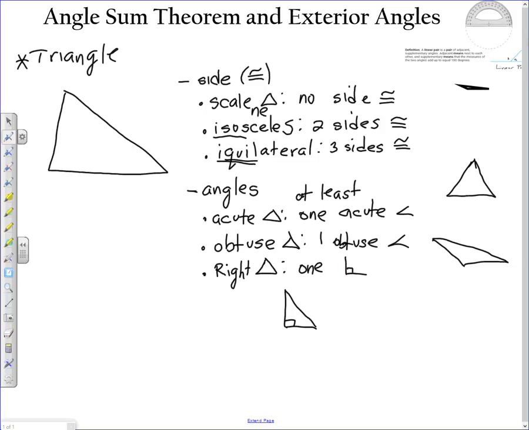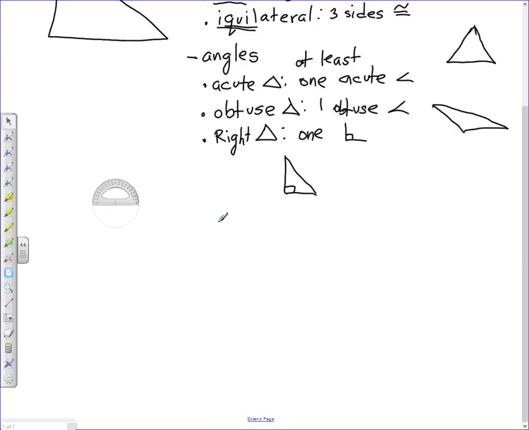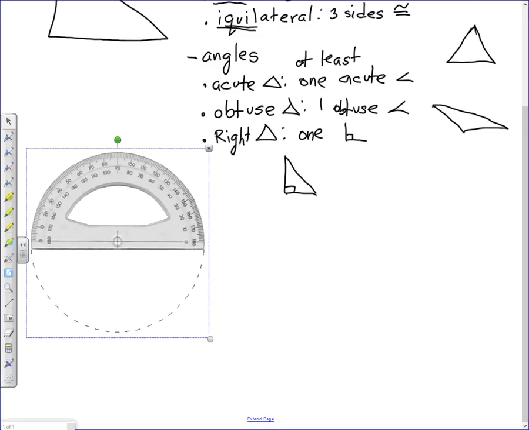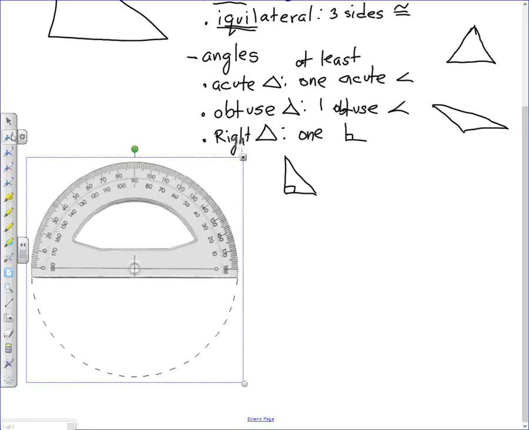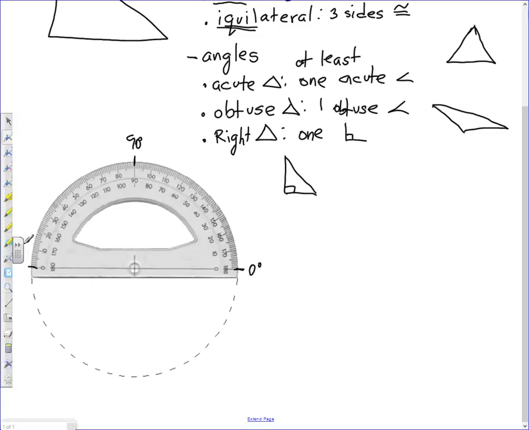Now the next thing you're supposed to know is the following. We're talking about angles right here, not triangles. This is a protractor, and these are instruments we use to measure an angle. What you're supposed to know is this will be 0 degrees, and this will be 90 degrees, and this will be 180 degrees.